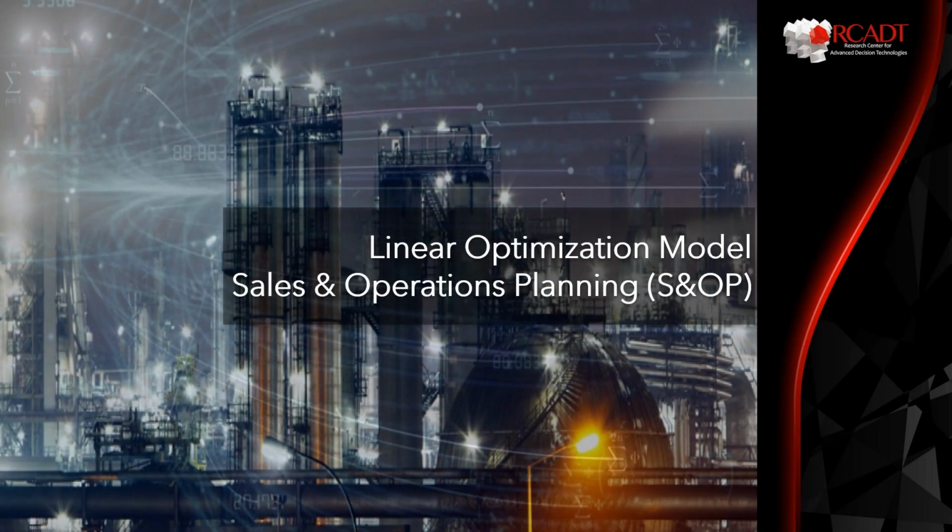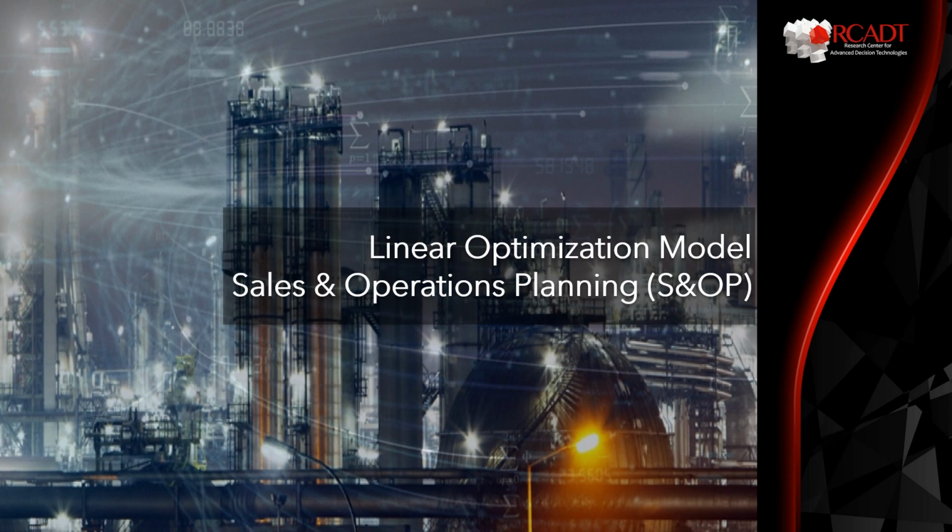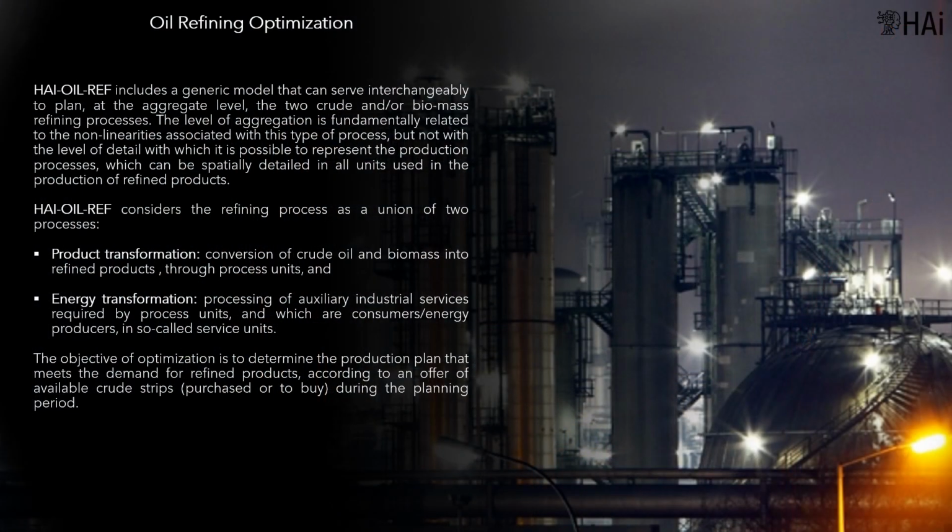Linear optimization model for sales and operations planning, S&OP. HI Oil Ref includes a generic model that can serve interchangeably to plan, at the aggregate level, the 2 crude and/or biomass refining processes. The level of aggregation is fundamentally related to the non-linearities associated with this type of process, but not with the level of detail with which it is possible to represent the production processes, which can be spatially detailed in all units used in the production of refined products.